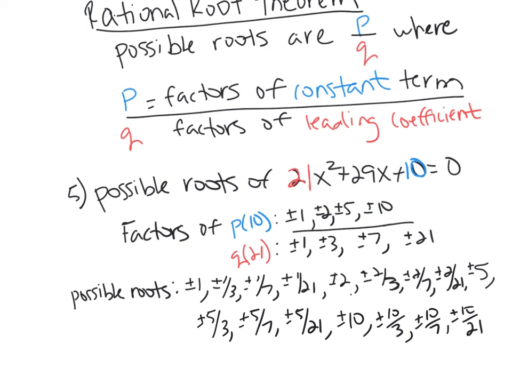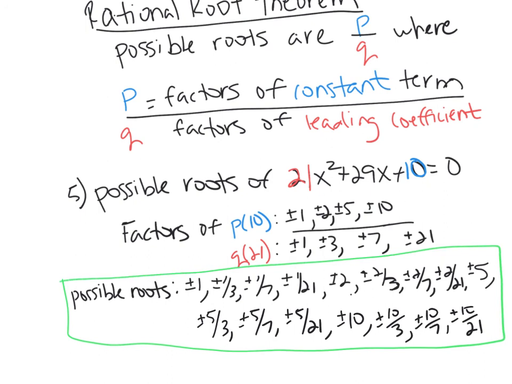Now, based on this polynomial, our highest degree is 2. Only 2 of these are actual roots, i.e. x-intercepts, but they can only come from these possibilities. Okay, so the rational root theorem finds possible roots: take factors of your constant divided by factors of your leading coefficient.